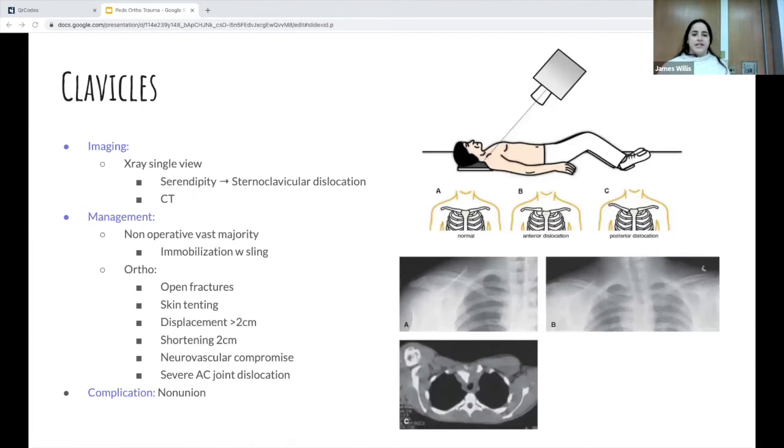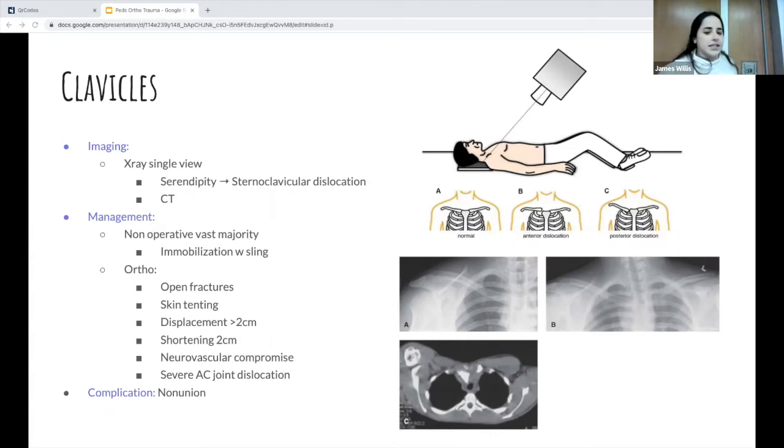In terms of imaging, this is actually the only one where you can do one single view and get it diagnosed. But there is also an x-ray called the serendipity view. I've never seen anyone doing this x-ray. I probably don't think any of the x-ray technicians will know how to do it. But if you're suspecting a sternoclavicular dislocation, as in the example shown right here, it looks completely normal, but when you do this view, you can see that the clavicle is posteriorly displaced.